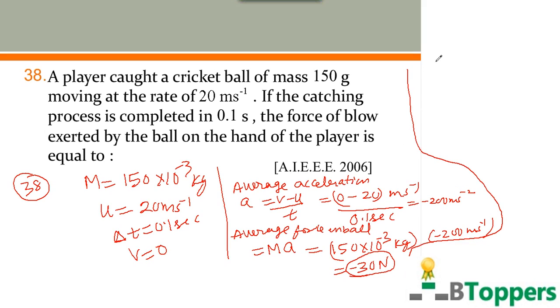So from Newton's third law, action and reaction forces are always the same in magnitude. So the magnitude of the force exerted on the hand of the player by the ball will be equal in magnitude and opposite in direction to the force on the ball by the hand. The force on the ball by the hand is minus 30. So mathematically you can write it as 30. That means the positive sign indicates that the force on the hand by the ball is in the direction of the initial velocity of the ball. So for the question, the answer is 30 newtons.